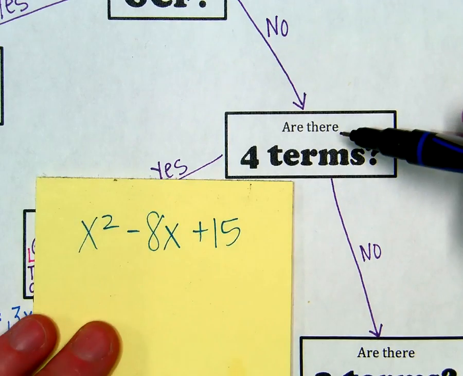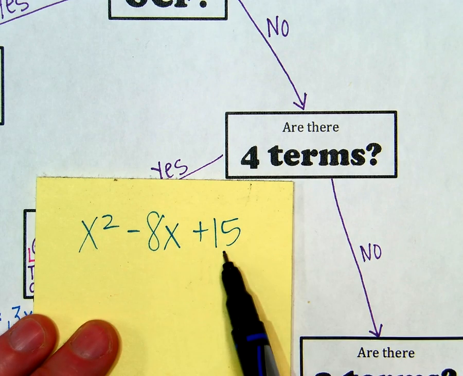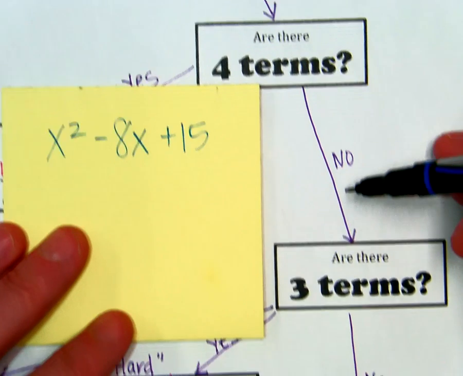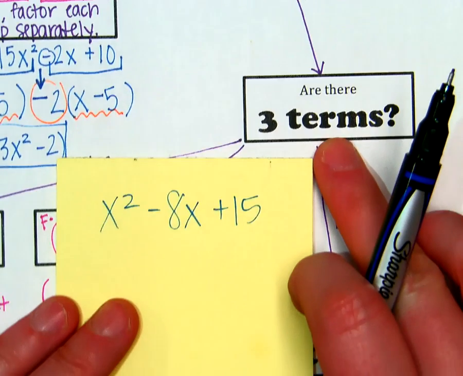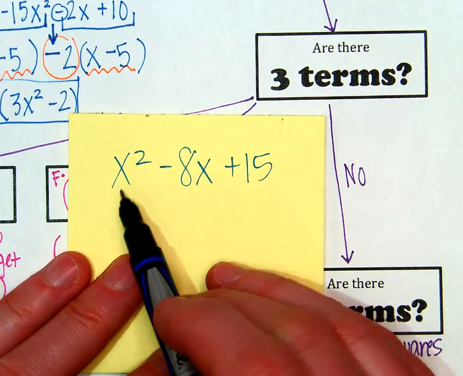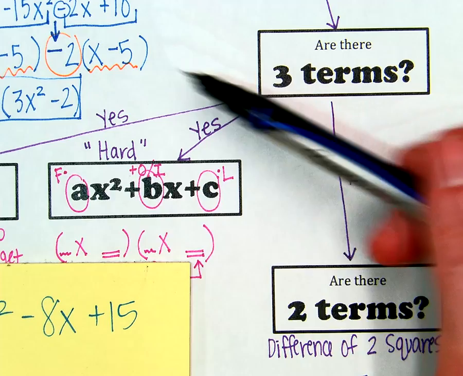Then you ask yourself, okay, well then are there 4 terms? No, this one does not have 4 terms. So I go down to my no arrow, and then I ask myself the next question. Okay, well then are there 3 terms? This one does have 3 terms. Now there's 2 directions I could go.